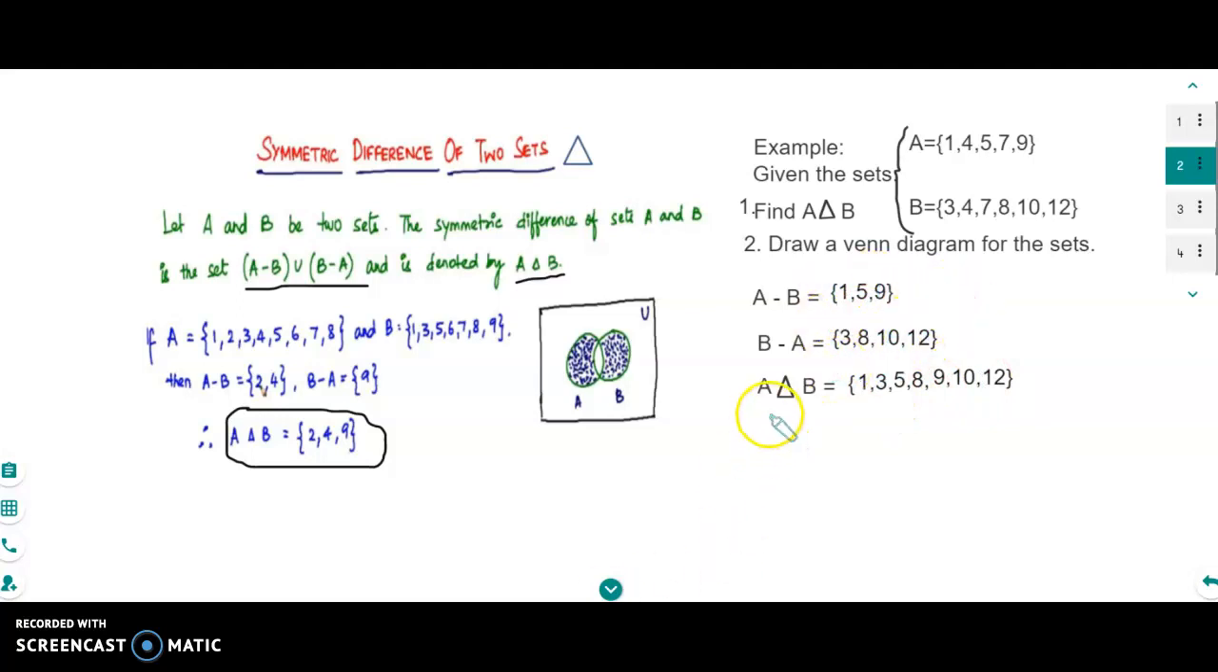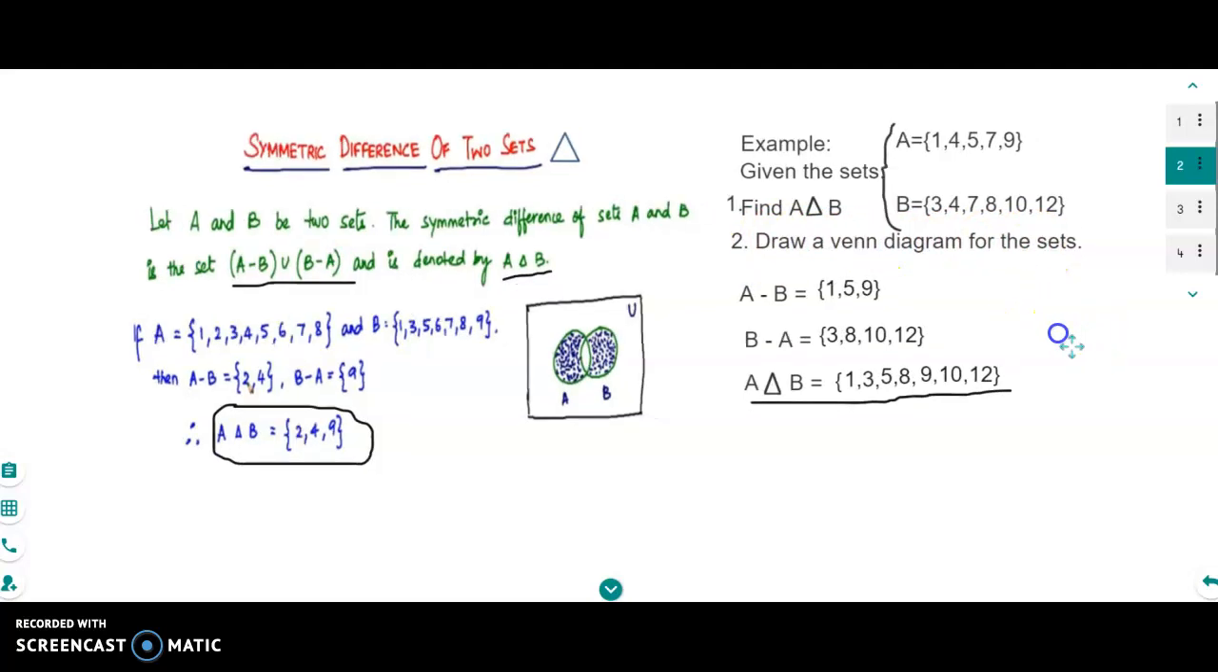So here we have the final answer. The symmetric difference will be all of these, okay? The union of A minus B union B minus A. So we already know how to do this. And finally, the easiest part, that we already know: how to draw a Venn diagram for the sets.